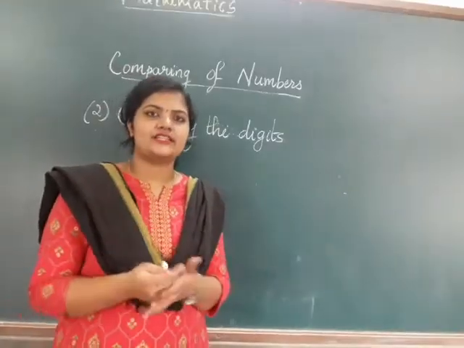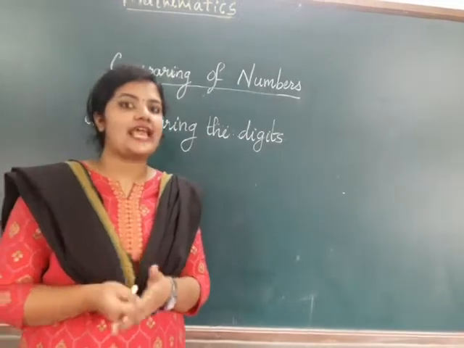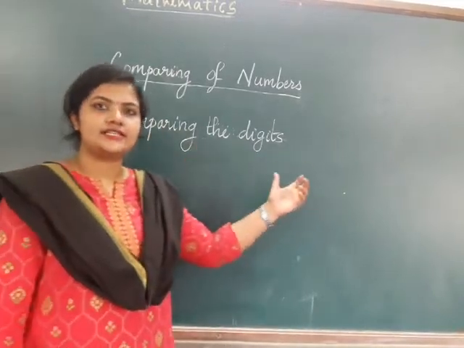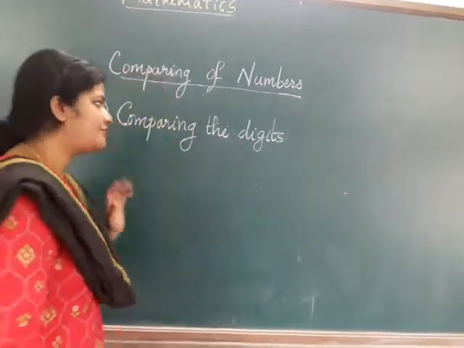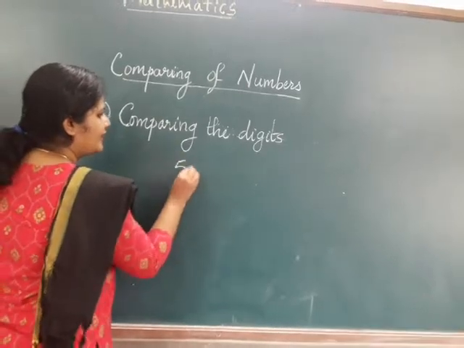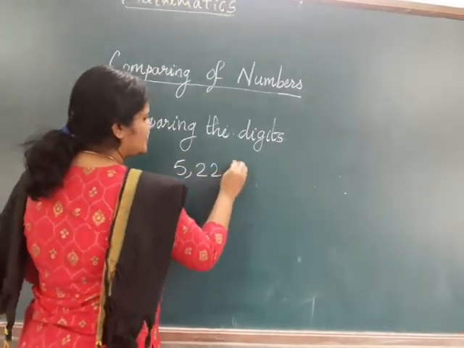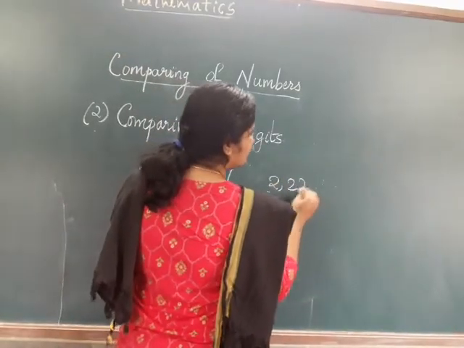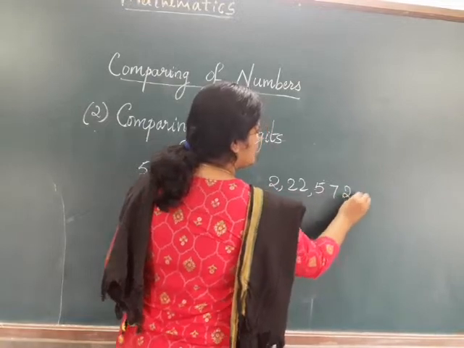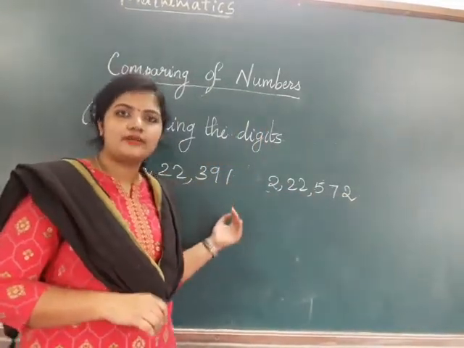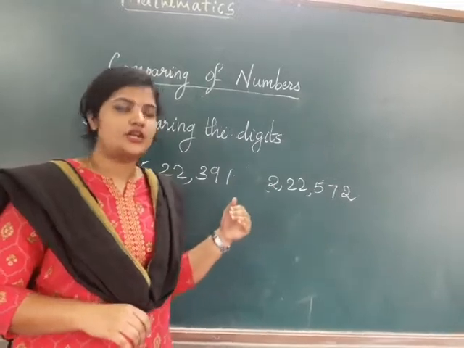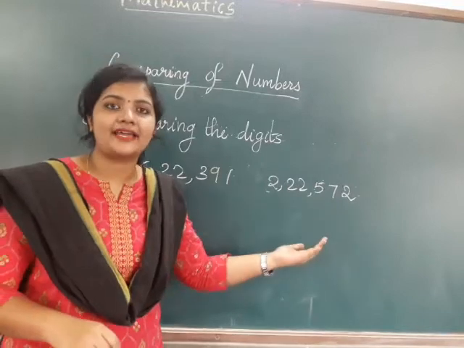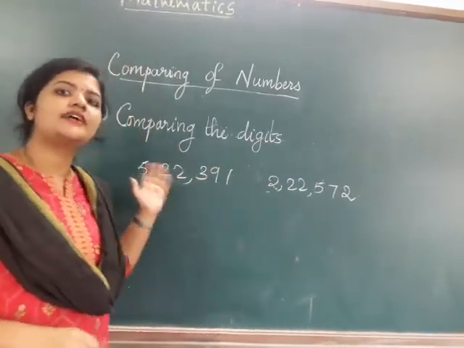If in a question you get two numbers which have the same number of digits, the next step you have to do is comparing the digits from the highest place. For example, I am taking two numbers, 5,22,391 and 2,22,572. As you can see, both the numbers have 6 digits each. So we are going to check the second step. The second step is nothing but comparing the digits of these numbers from the left hand side.